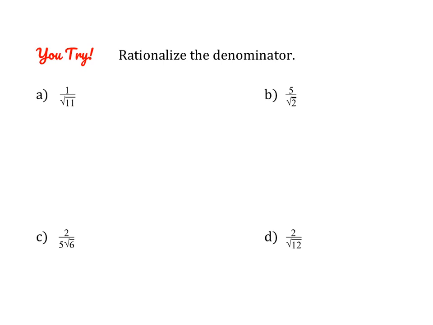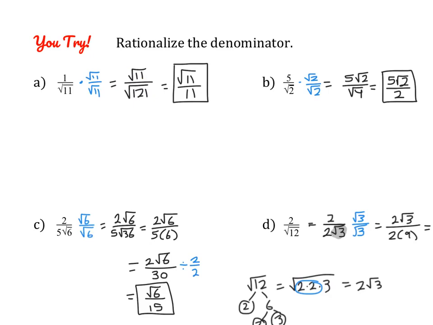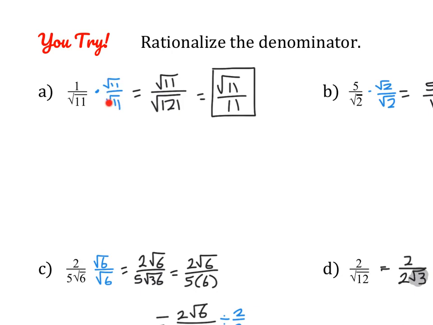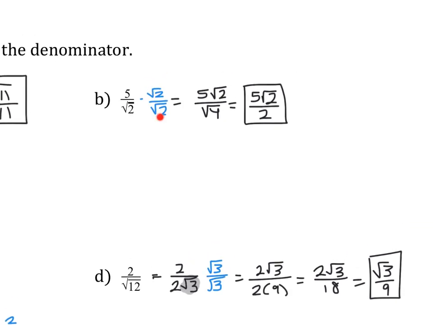Okay, go ahead and try these last 4 problems, and then we'll check our answers, and then we're all done. Okay, let's check our answers really quick. So the first one, multiply by square root of 11 over square root of 11. Your final answer should be square root of 11 over 11. For part B, we multiply by root 2 over root 2. So we get 5 root 2 over 2 because the square root of 4 is just 2.